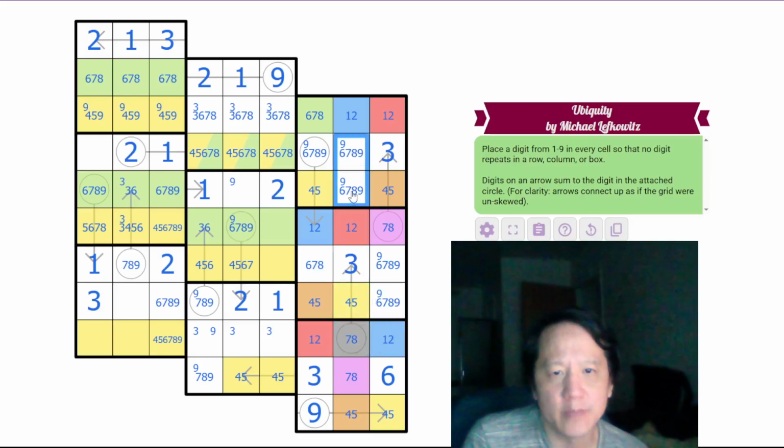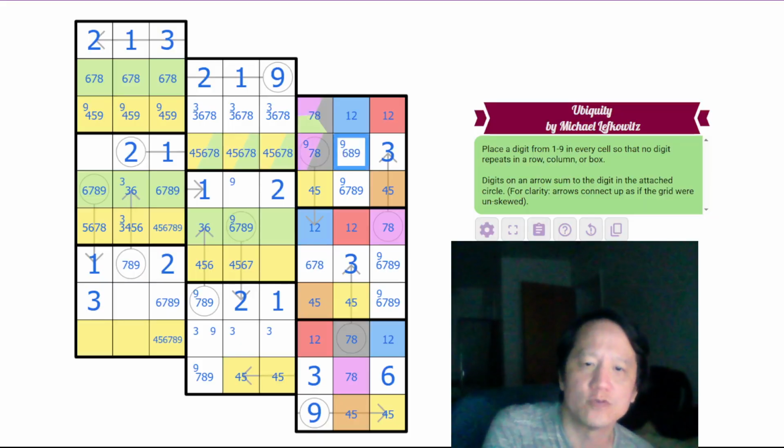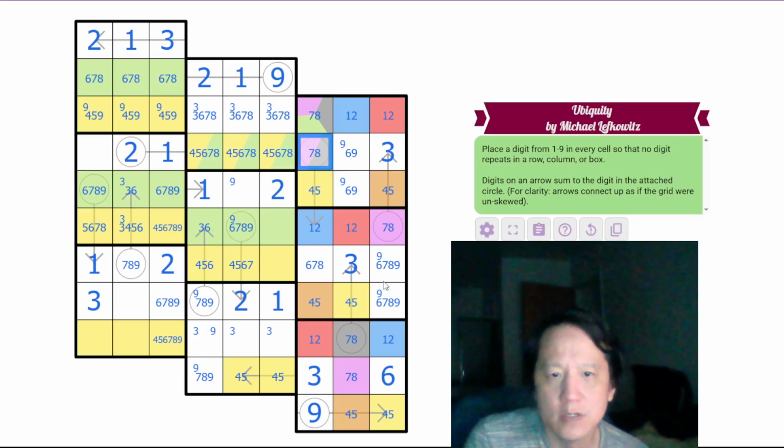Medium gray cannot be any of these. So medium gray is one of these two. And pink cannot be here or here. So pink is one of these two. So this has to be a 7-8 pair. So this is not 6 or 9. It's 7 or 8. That forces this to be 6 and 9 as a pair. We don't know which one's which, though.